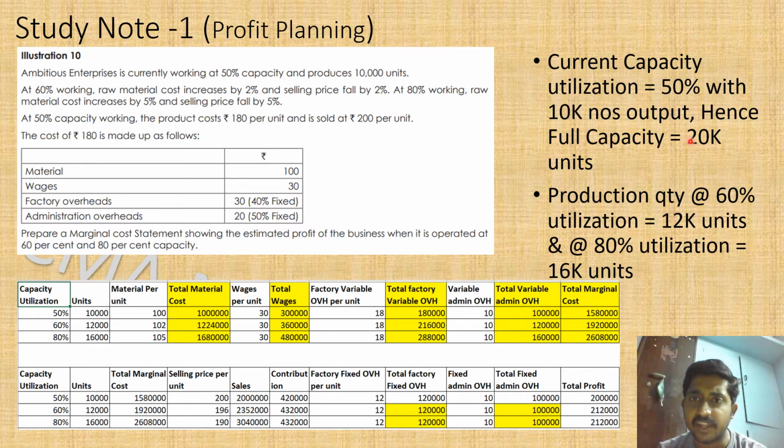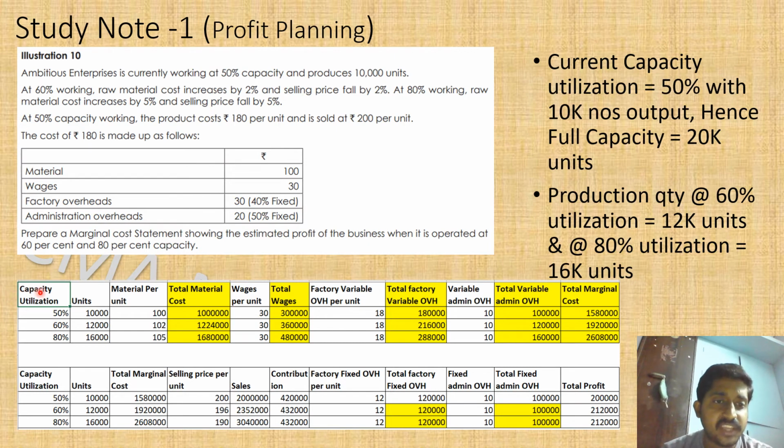The current capacity is 50 percent, which means the full capacity is going to be 20,000 units. That is the information we discussed earlier. Production quantity at 60 percent utilization is 12,000. At 50 percent capacity utilization, you are producing 10,000 units. At 60 percent, you will produce 12,000 units, and at 80 percent utilization, you will produce 16,000 units. This is the first calculation that we are making.